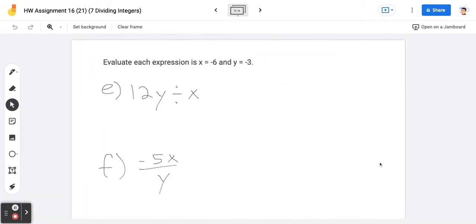All right, let's evaluate expressions if we're given all this. So we have 12 times y divided by x. All right, so we can substitute values here. This is the same as 12 times negative 3 divided by negative 6. Well, 12 times negative 3 is negative 36. Divided by negative 6 is a positive 6. Because remember, this ends up being negative 36, and negative 36 divided by negative 6 is a positive 6.